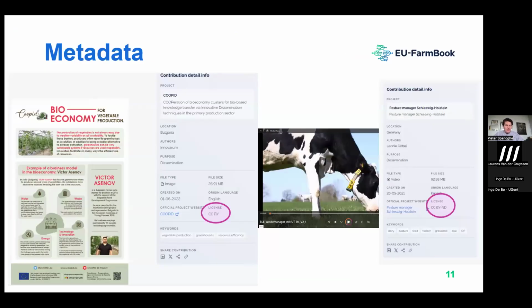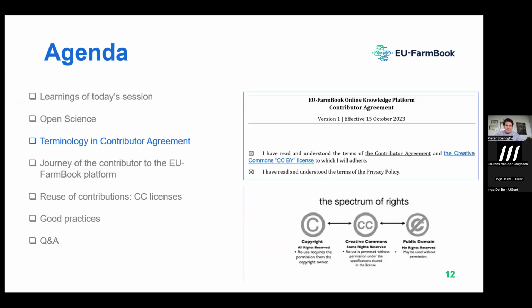So what you see in the platform, if you download an object or put it on the screen, is that one of those metadata is the license, and therefore we want you to have interest in it and to pay attention to it. So what is it exactly? This is something that Inge will now take over from me and explain to you.